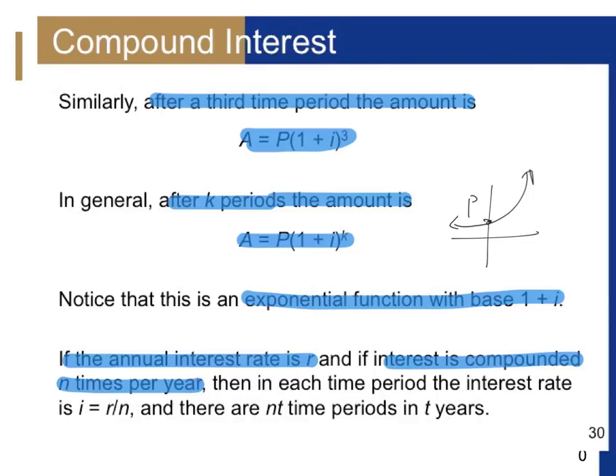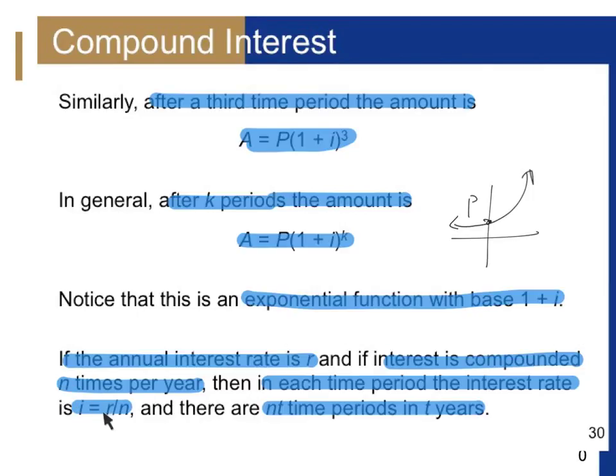All right, so if the annual interest rate is R, and interest is compounded n times per year, then in each time period, the interest rate I is R over n. And there are nt time periods in t years. So now we're going to look at what happens when you compound more than once per year: maybe twice a year, so n would be 2, or 4 times a year, so n would be 4, or 12 times a year, so n would be 12.